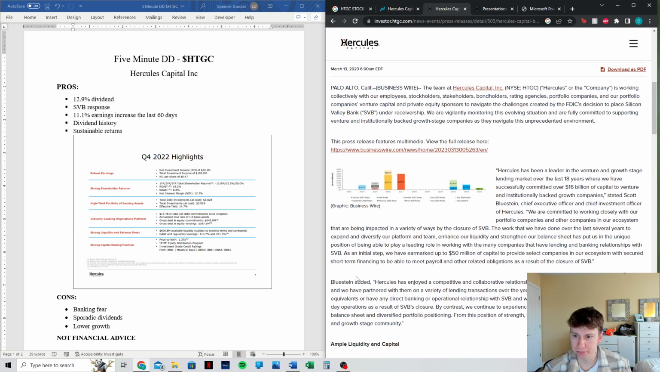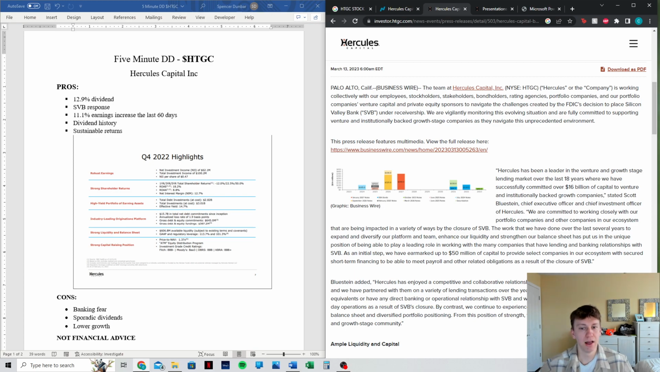And so we can see that they talked about Hercules has enjoyed a competitive and collaborative relationship with Silicon Valley Bank, the bank that went under. Through their 18-year history, they partnered with them. They do not hold any cash or cash equivalents or have any direct banking or operational relationship with SVB. So this is showing that their money itself is not linked to SVB. So the crash with SVB is not hurting their finances directly.